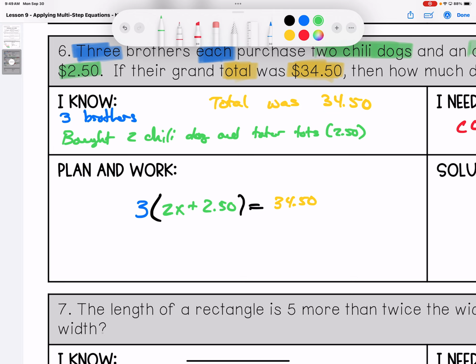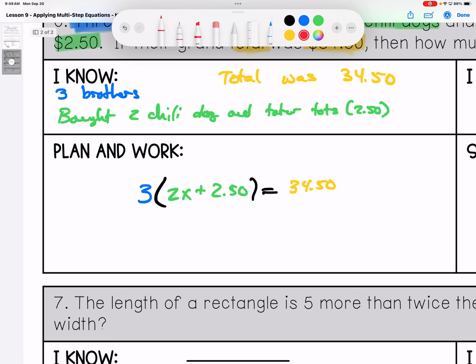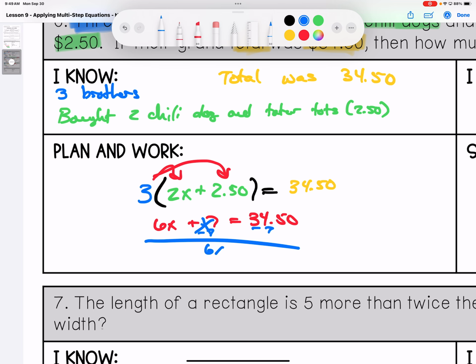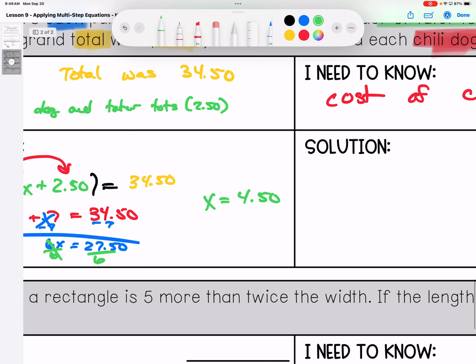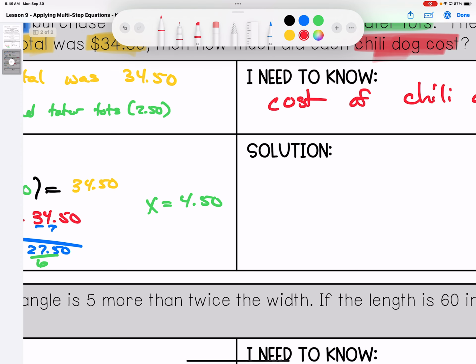Now, let's go do the math. That is 3 times 2x, and 3 times 2.50, that is 6x plus 7.50 equals $34.50. Undo the addition next, so that means subtract 7.50. You're left with 6x equals $27. Now you're going to divide, and you're left with x equals $4.50. So the cost of the chili dog.